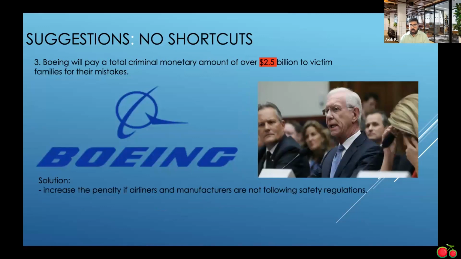So Boeing had to pay over $2.5 billion to the victim families for their mistakes due to the design flaws and other Boeing models that were a factor in causing these accidents. So increase the penalty if airliners and manufacturers are not following these safety regulations.